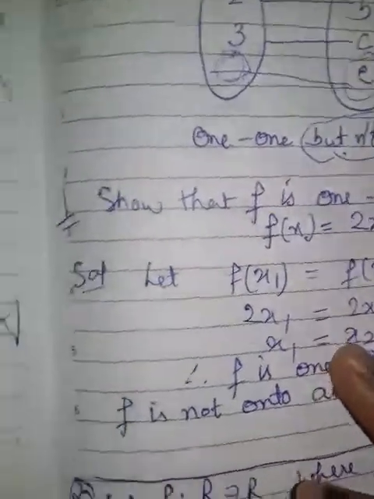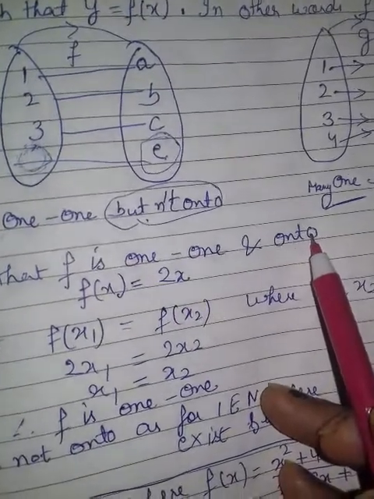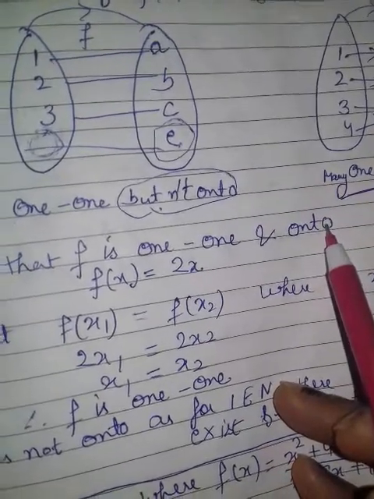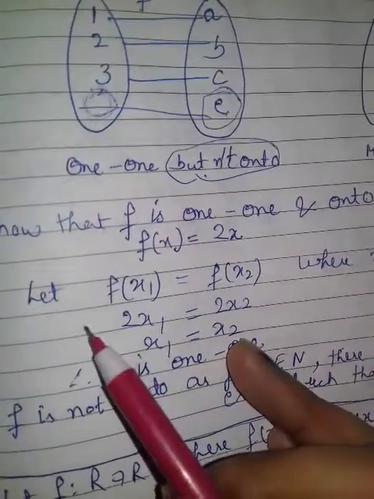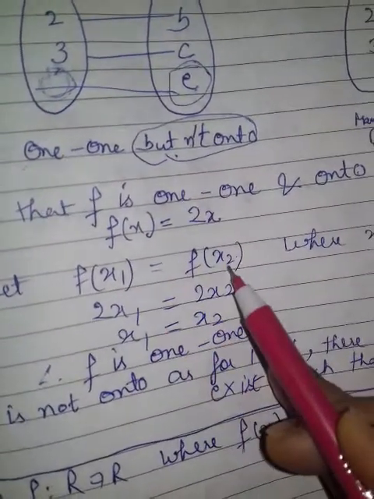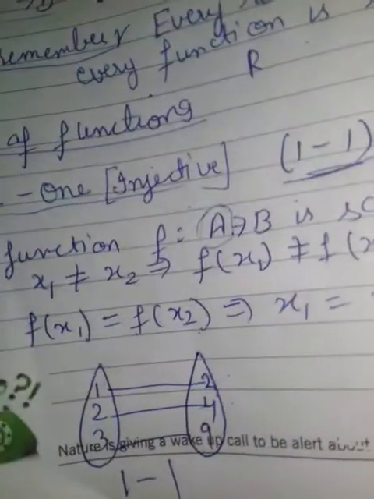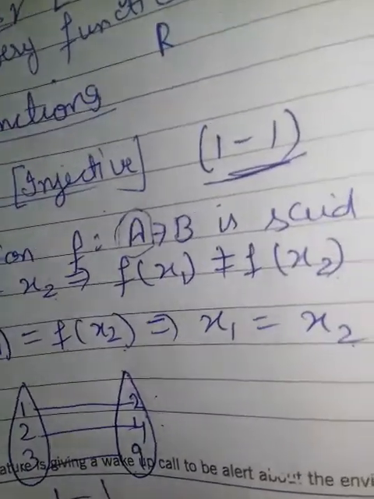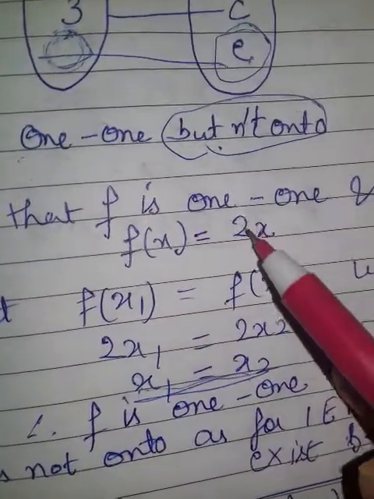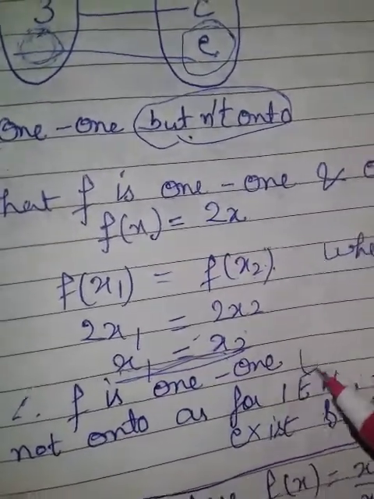Now we discuss some examples. Show that f is one-one and onto. Whenever you have to show or prove something, you take the general case, but whenever you have to disprove or check, you do it by examples. So let f(x1) be equal to f(x2). By definition, you have to prove x1 equals x2. Putting the expressions equal, x1 and x2 cancel, and you get x1 equals x2, so this is one-one.